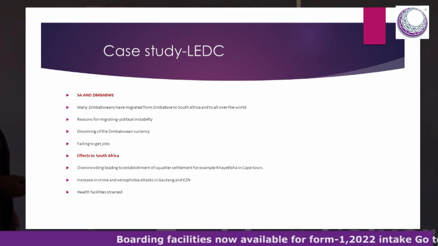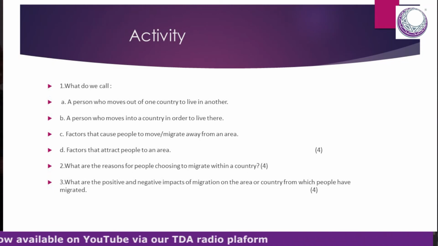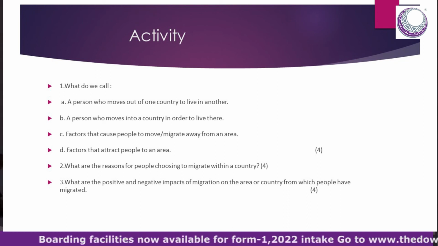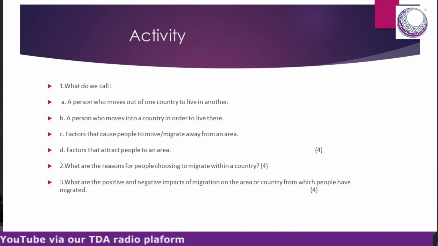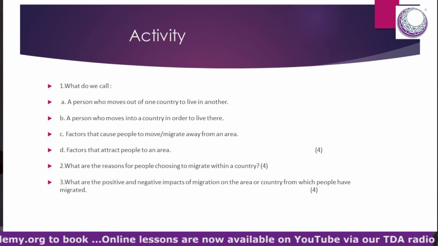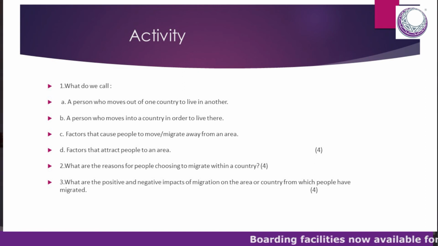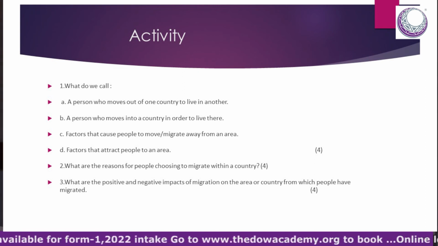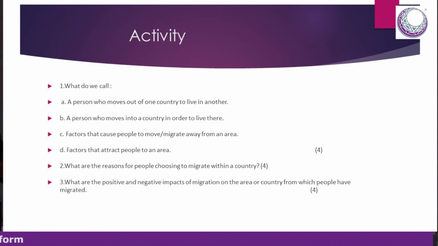There's an activity here that I want us to do. I'm going to give you 3 minutes to complete this activity, then we look at the answers. Take 3 minutes and complete. A person who moves out of a country to live in another, what do we call? A person who moves into a country in order to live there, what do we call? Factors that cause people to move or migrate away from an area. What are the factors that attract people to an area? What are the reasons for people choosing to migrate within a country? What are the positive and negative impacts of migration on the areas or country from which people have migrated? We're giving you 3 minutes to complete.